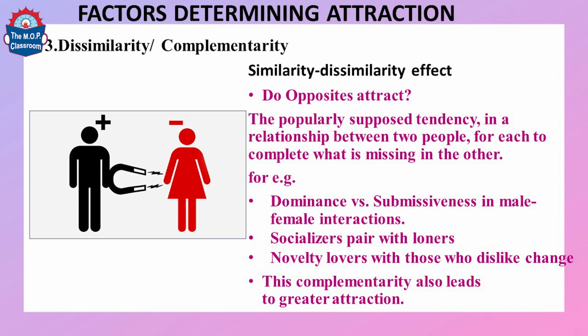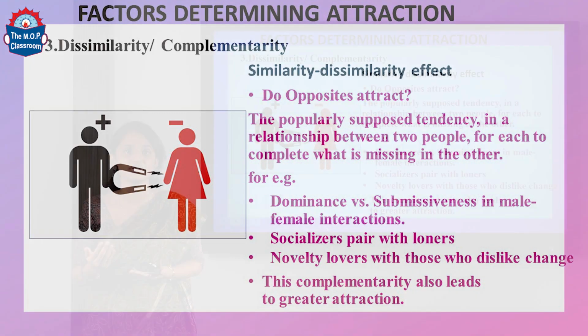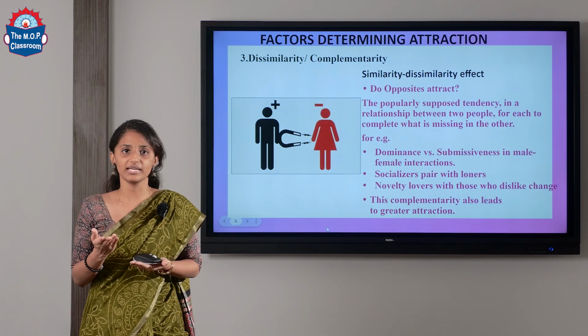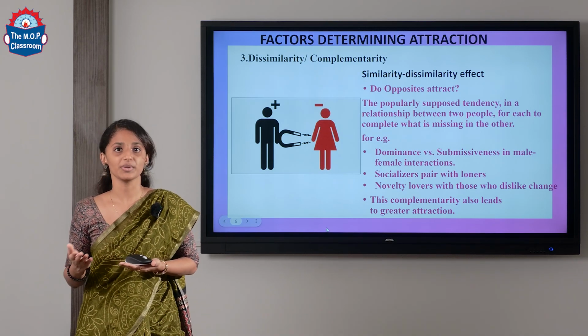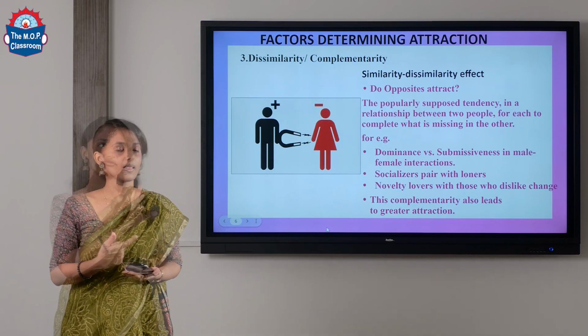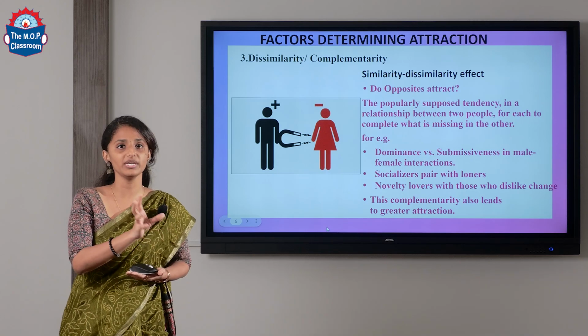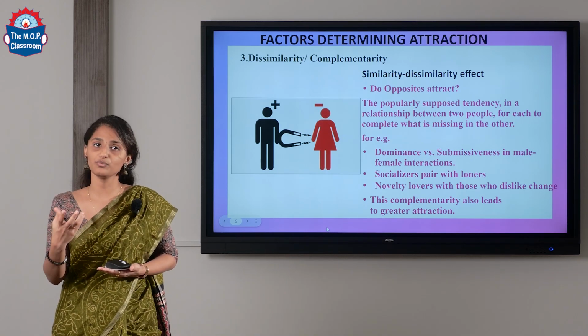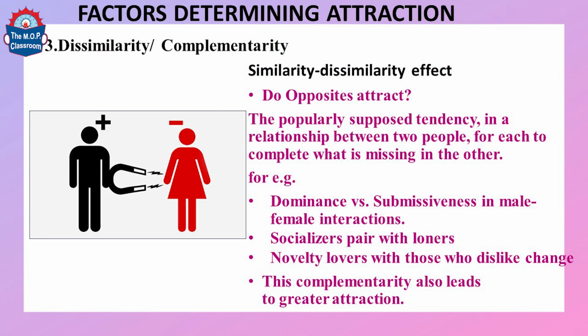We would have seen couples who are extremely different. They have extremely different views, but we see that they have a very happy relationship. This is because of this factor. When one partner is very dominant, the other will be submissive. When one partner is very talkative, the other will be very silent. And this is how opposites attract.